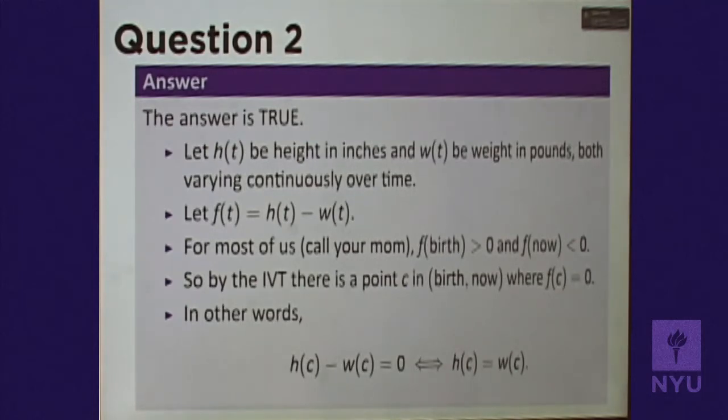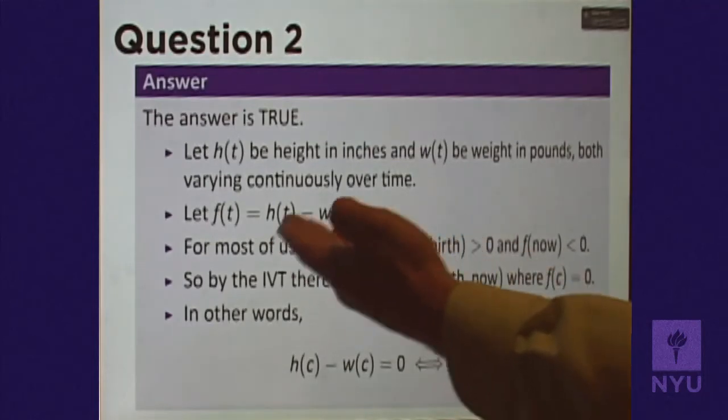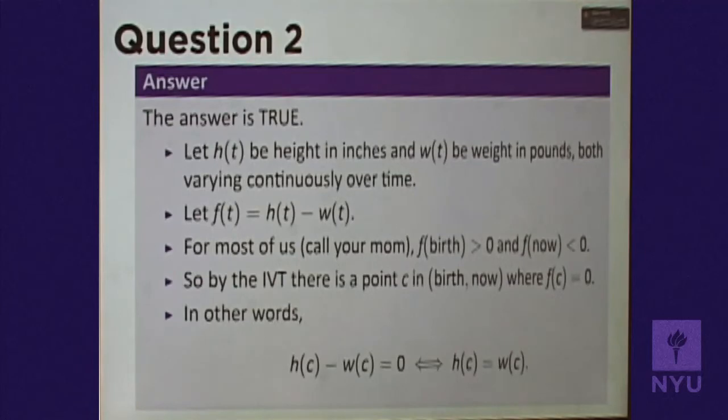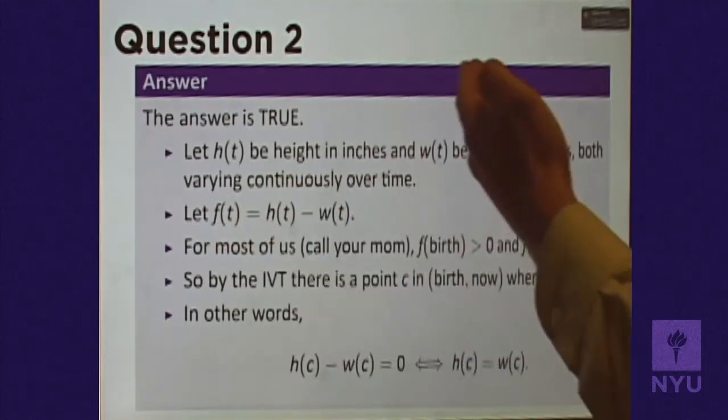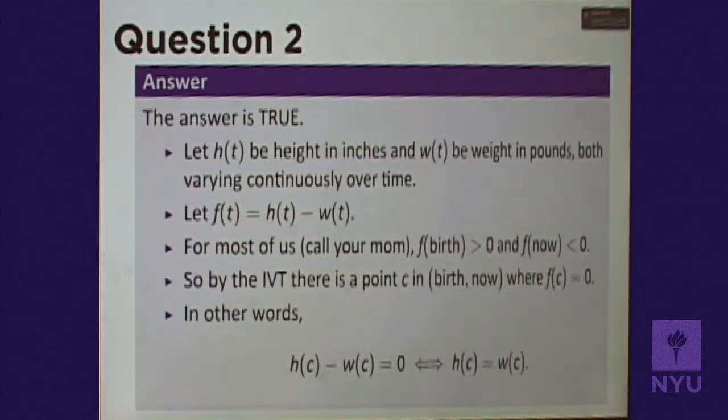To show that these functions have to take the same value at a time, let's take the difference between those two functions. So what we want to show now is that this new function, f of t, takes the value 0. Okay, and 0 is a constant. So we have a single function, f of t. We want to show it takes the value 0. That is something that the intermediate value theorem can do for us.